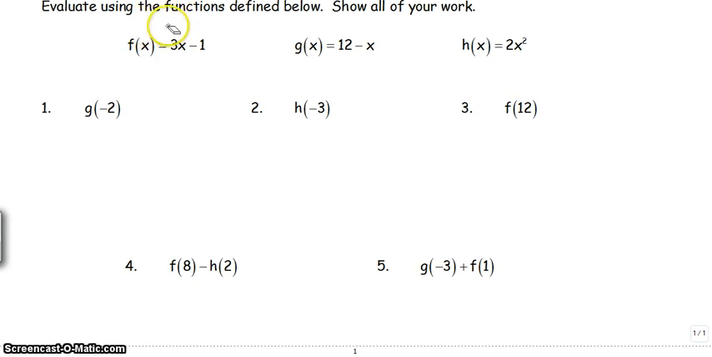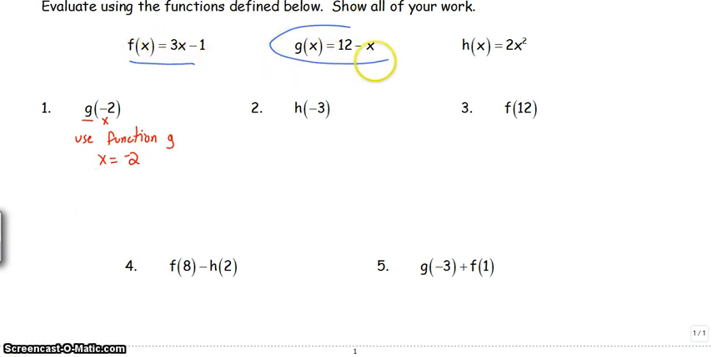Now, we don't want to rewrite it, because they're also used to kind of help us as we get into our problems here. This is telling me to evaluate these functions, show all my work. This tells me which function I'm using. This tells me what the value of x is. So this says use function g when x is negative 2. So I don't use this function. This is the function I need to use for this problem.